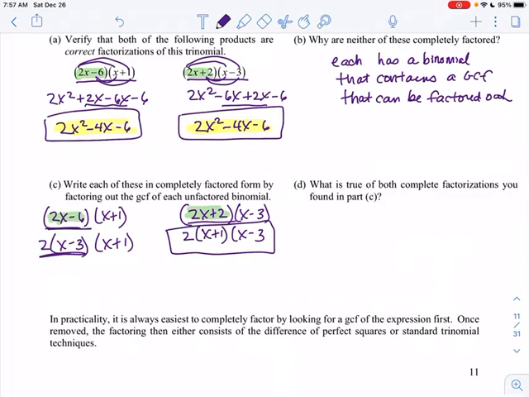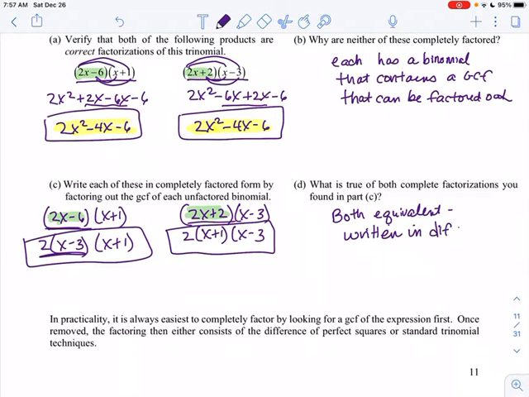And you can see these are equivalent to each other. Both are equivalent because with multiplication, I can always use the commutative property. They're just written in a different order. Multiplication is commutative. If I do 4 times 9 is 36 and 9 times 4 is 36. It doesn't matter the order in which I write them.